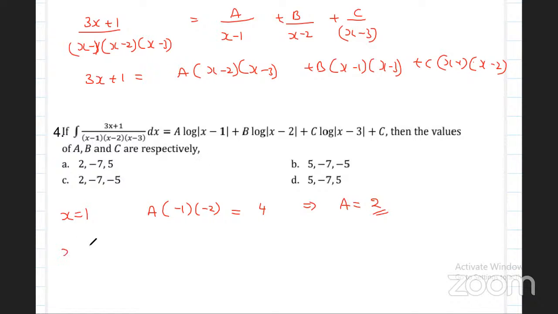Then if you substitute x equal to 2 into this equation, we get the value of b. It is b times (2 minus 1), which is 1, times minus 1, and on the other side 2 times 3 is 6 plus 1 is 7. So the b value has to be minus 7. And when you substitute x equal to 3, we get the value of c. We get 2 times 1, which is 10 by 2, so c is 5. So 2, minus 7 and 5 are the a, b, c values.